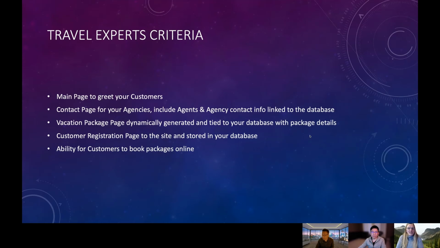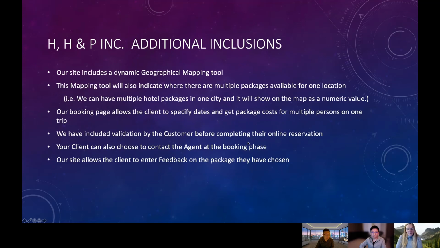We've built all this functionality into our website, plus a whole lot more. In addition to your base criteria, we've included Mapbox, which is a dynamic mapping tool that will show your customers where in the world your vacation package is, plus it is able to indicate multiple packages for an area. Our booking page allows the client to choose specific dates for travel within the package, enter additional information to get package costs before booking, and confirm or contact an agent before moving on to payment and confirmation of booking. Plus, we really thought you'd like to see an area for feedback from your clients on your packages.